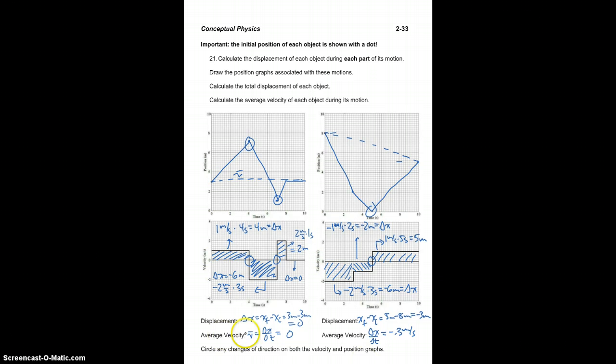Over here where my average velocity was 0, my average speed was definitely not 0 because I did have significant distance traveled. So the average speed is distance traveled over time. I traveled 4 meters plus 6 meters plus 2 meters, which would be 12 meters. Total distance traveled over 10 seconds would be 1.2 meters per second for the average speed, but the average velocity is 0 because the displacement is 0.